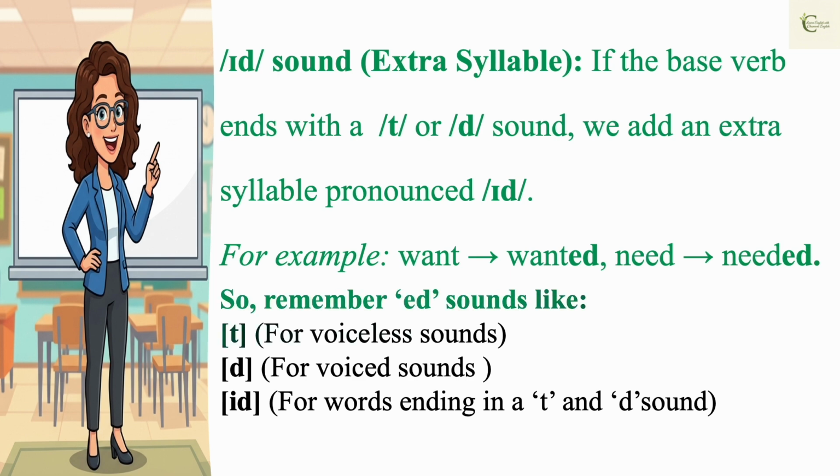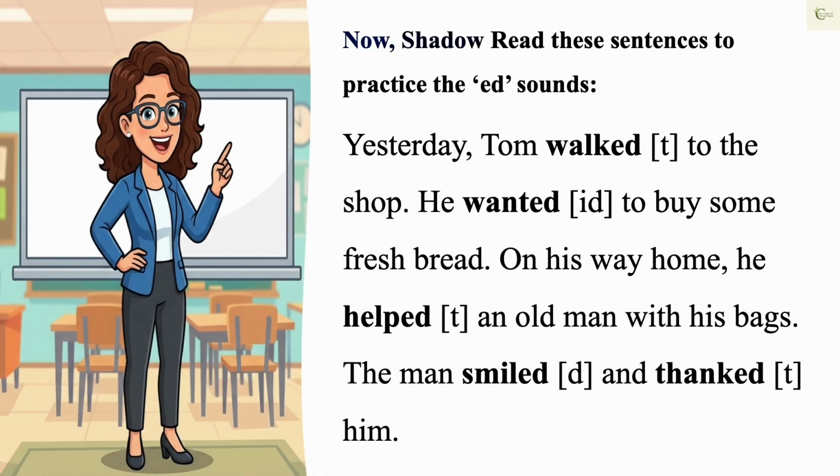So remember, ed sounds like t for voiceless sounds, d for voiced sounds, id for words ending in a t and d sound. Now, shadow read these sentences to practice the ed sounds.